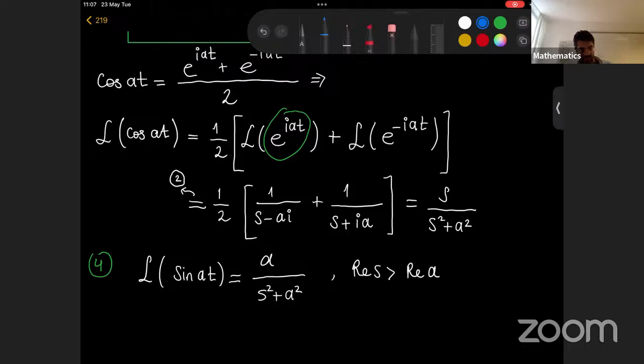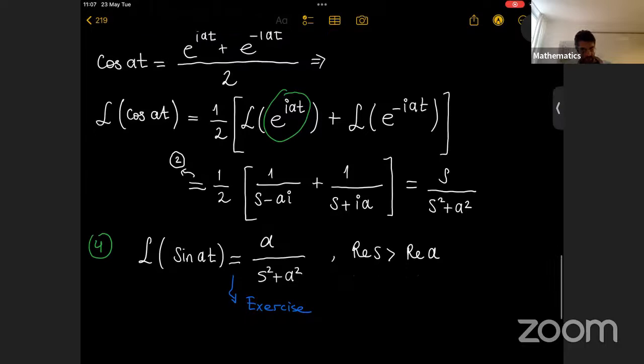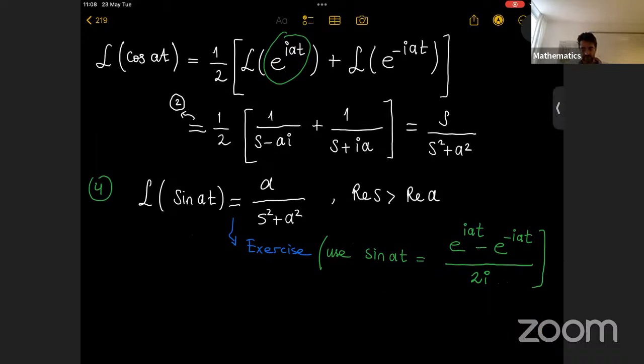You can do what we did in the previous one. It's quite a similar exercise. Well, maybe in this exercise, use the following: sine at is equal to e to the iat minus e to the minus iat over 2i. Okay, so use this formula to get the Laplace transform of sine at. Any question so far?